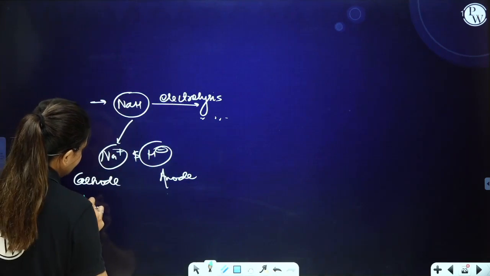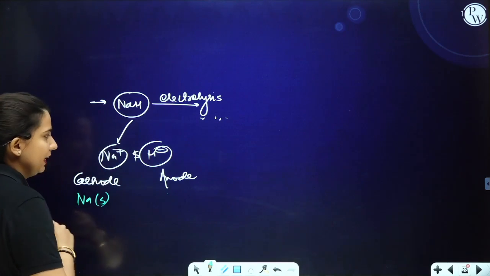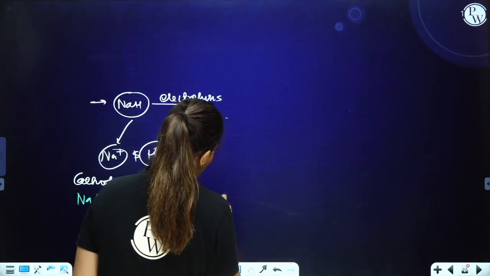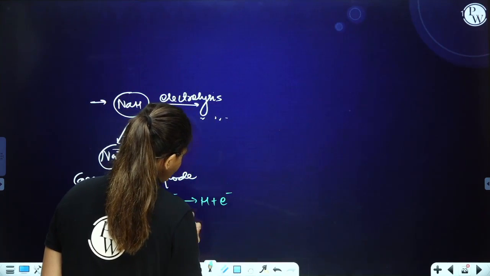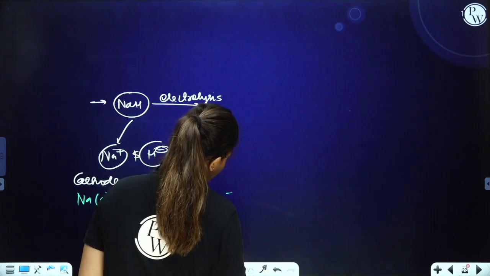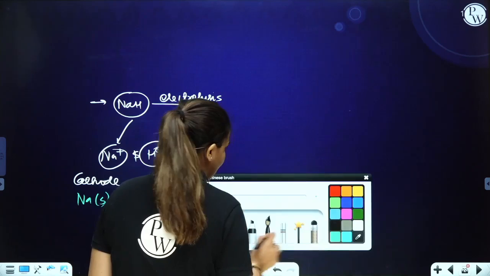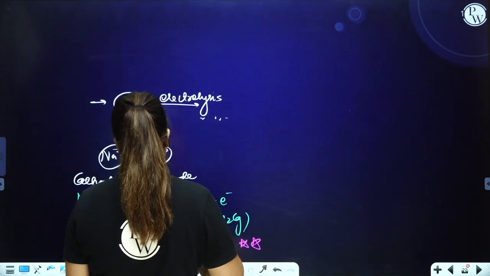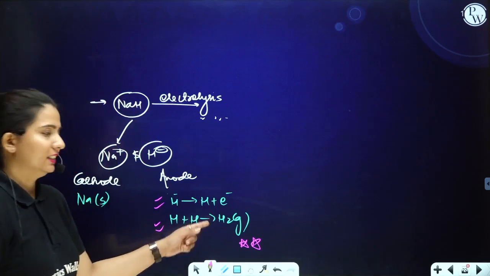Cathode will have sodium solid deposited by accepting one electron, and this H negative will release one electron, and two H atoms will combine to form hydrogen gas. Even you can get hydrogen gas over here also. So you should remember all of these steps. This is the primary step, this is the secondary step.